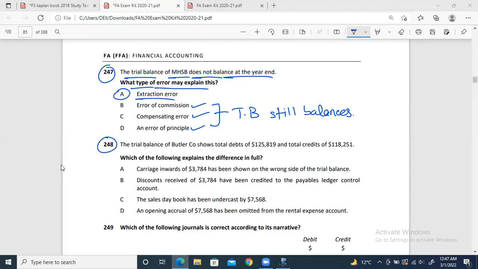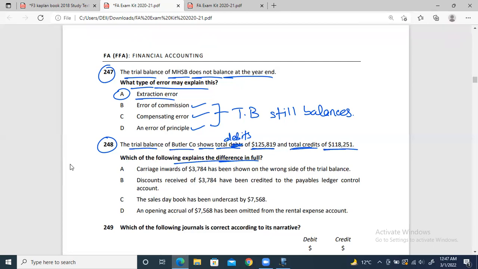Okay. Which of the following explains the difference in full? Let's see. So the trial balance of Butler companies shows total debits, let me correct it, it may be a spelling mistake, of 125,819 and total credits of 118,251. So you can clearly see that on the credit side there is much less balance, and the suspense account will be opened on which side?